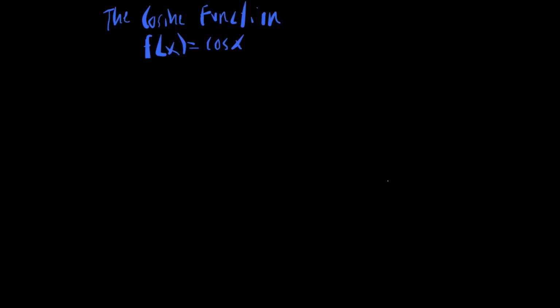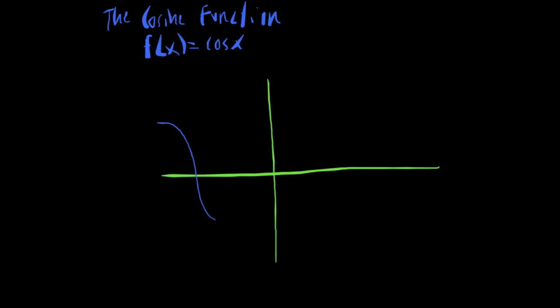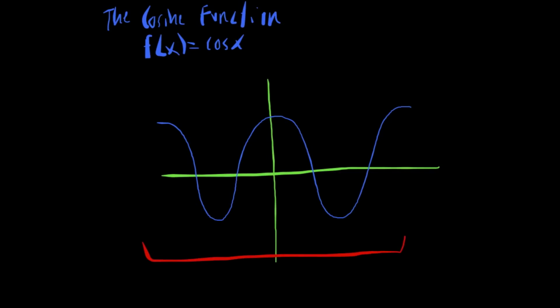The cosine function. f of x is equal to cos x. The graph is somewhat similar to the sine function. The domain is all real numbers, so it is from negative infinity to infinity. The range is also from negative 1 to 1.